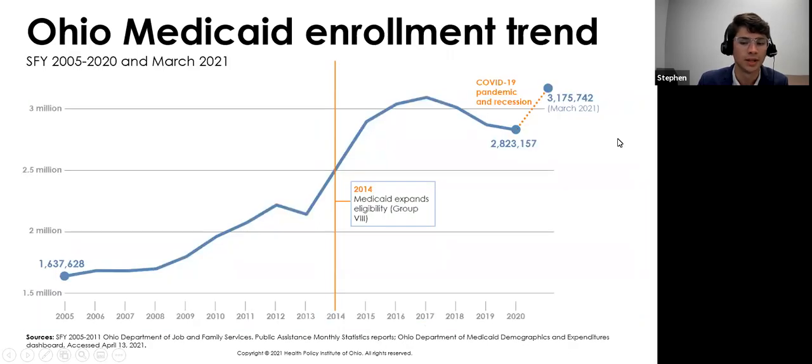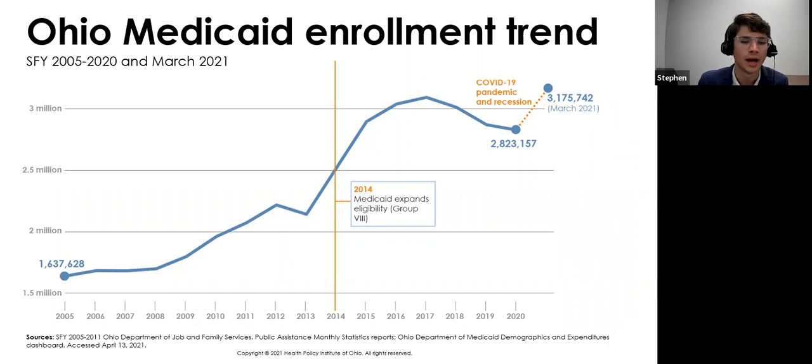In March 2021, Ohio's Medicaid monthly enrollment was about 3.18 million Ohioans, as I referenced earlier. The line graph shown on the screen shows that there was a peak after a few years of declining Medicaid enrollment in the state.